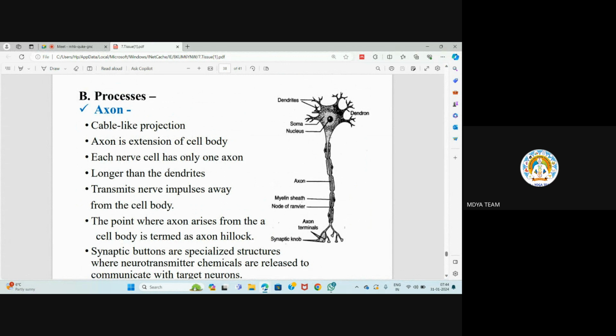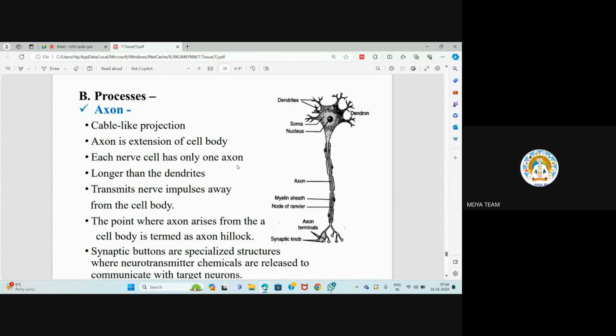Each nerve cell has only one axon. Yes, one cell body, one axon, many dendrites and many axon terminals. Longer than dendrites. Yes, dendrites are shorter and they are branched, but the axon is a bit different. It transmits nerve impulses away. The impulse has been processed in the cell body and then it is transmitted for further action.